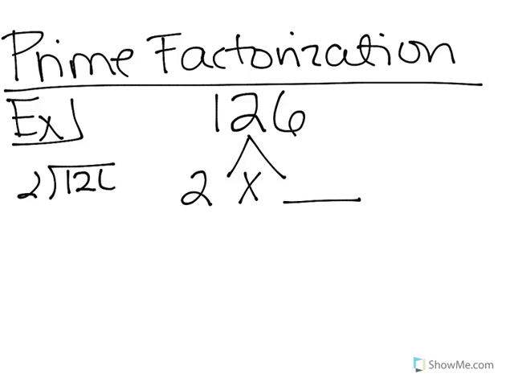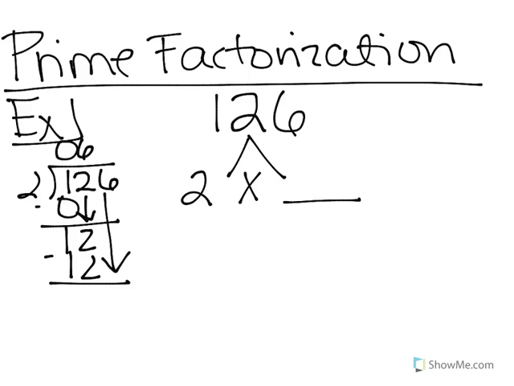2 goes into 126. 2 goes into 1, 0 times. 2 times 0 is equal to 0. Subtract, I get a 1. Bring down my 2. 2 goes into 12 6 times. 6 times 2 is 12, subtract, and I get 0, bring down my 6. 2 goes into 6 3 times, subtract, and you get 0. So I know that 2 times 63 is equal to 126. Now I keep going.